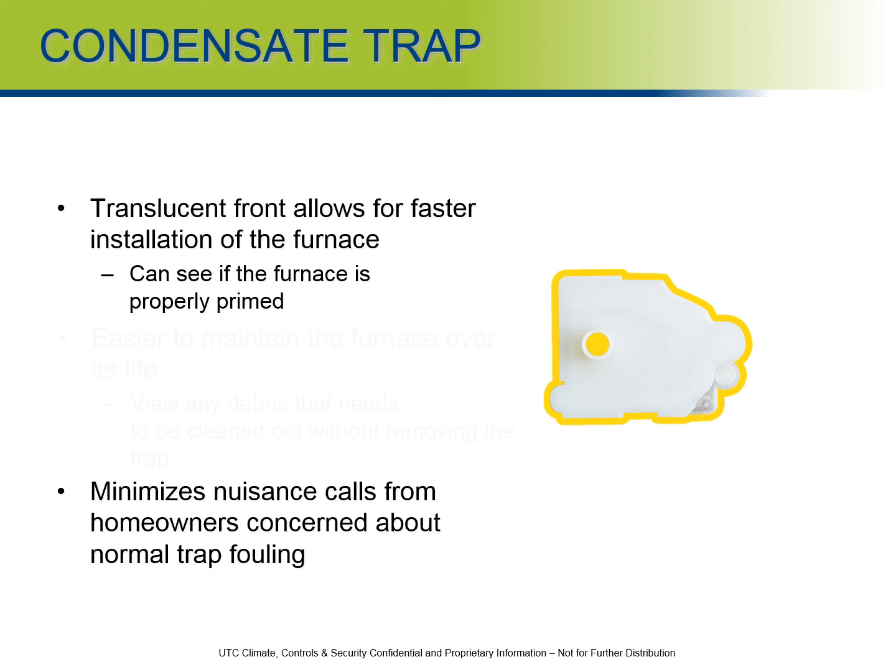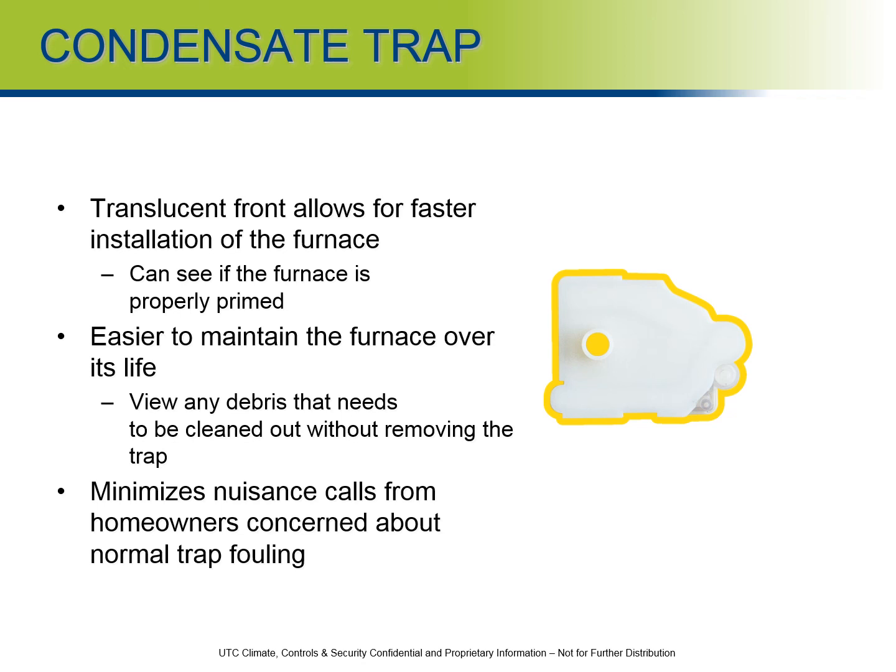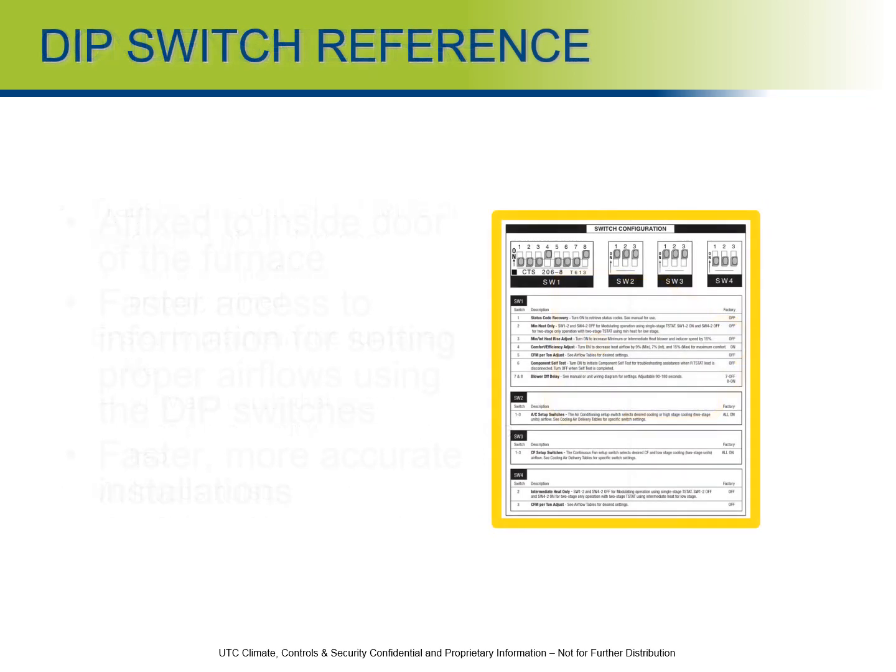The condensate traps now have a translucent front. This allows the technician to see if there are any kind of residual products in the drainage system that could potentially pose a threat of clogging the drain. It makes for a much easier to maintain system, and allows you to check the drainage without removing the entire trap.